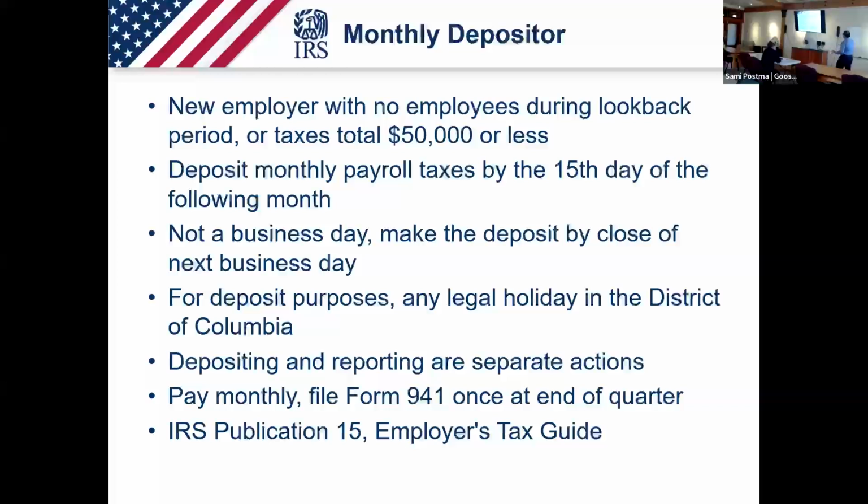A monthly depositor, though, is most of them. A new employer with no employees can be a monthly depositor. If your total taxes are less than 50,000, then you'll be a monthly depositor. That breaks out to about 12,500 a quarter. Monthly deposit means you have to deposit for that previous quarter by the 15th of the month after that quarter. So for January, February, March, it's April 15th. We're just finishing that period, right?